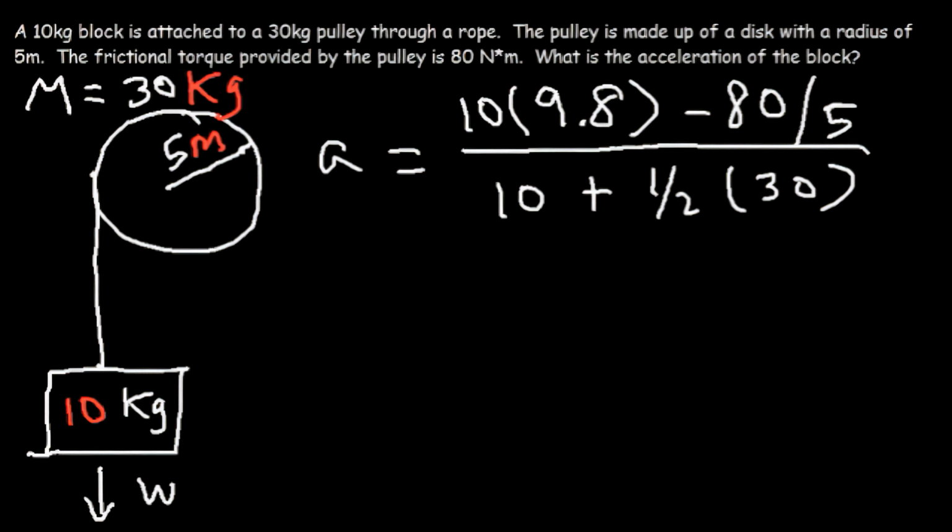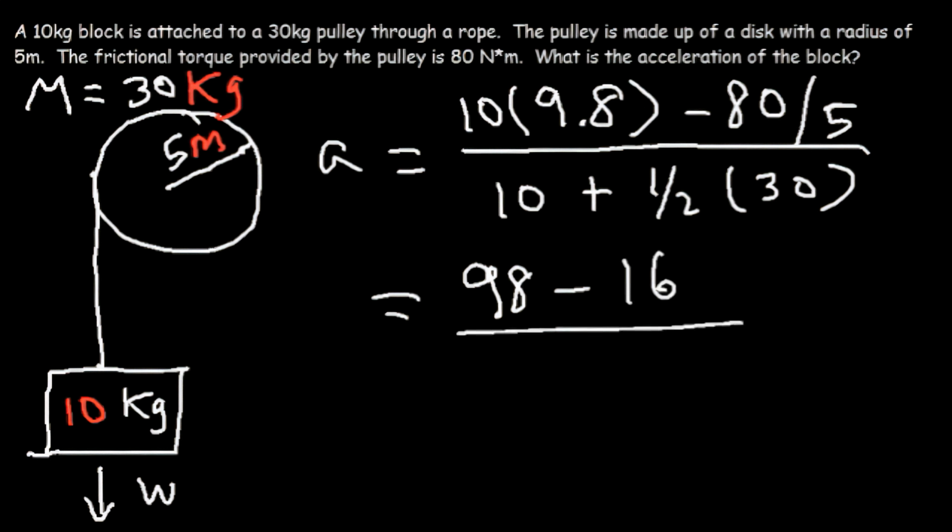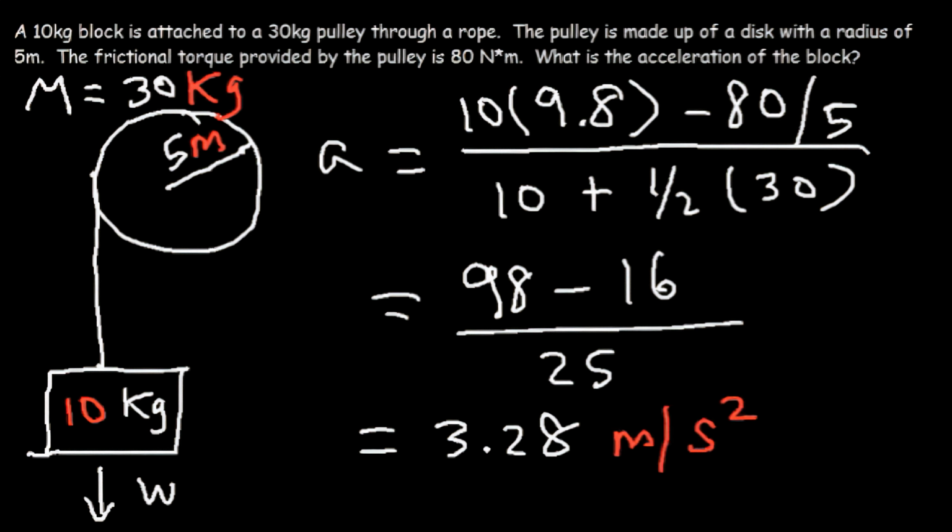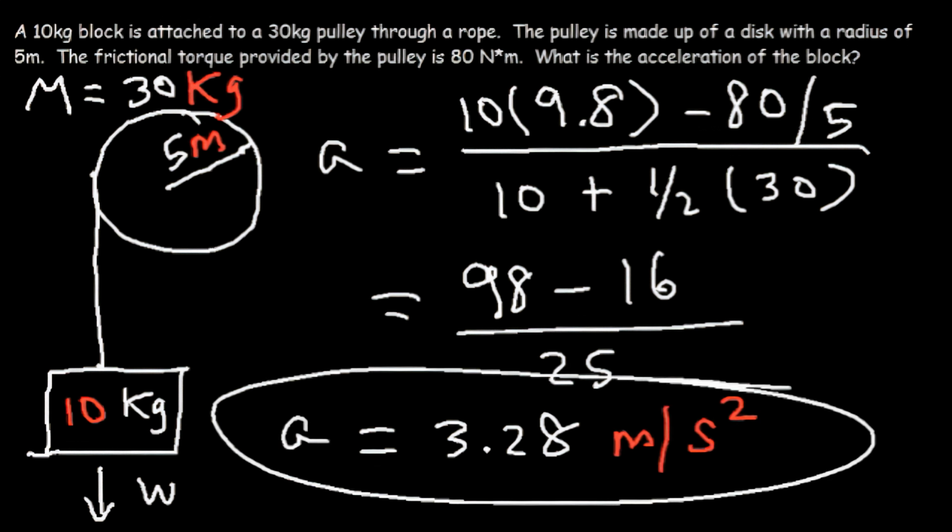So 10 times 9.8 is 98, and 80 divided by 5 is 16. Half of 30 is 15 plus 10, that's 25. 98 minus 16 is 82, and 82 divided by 25 is about 3.28. So this is the acceleration of the system, 3.28 meters per second squared, which is also the acceleration of the block.